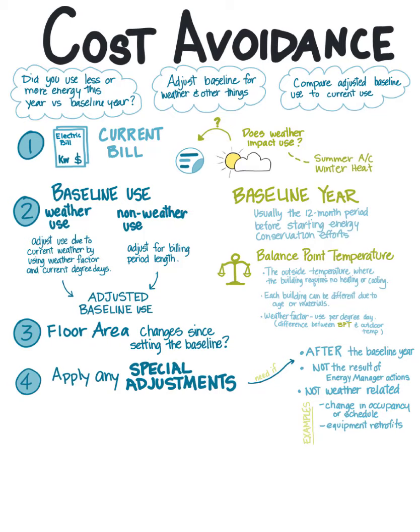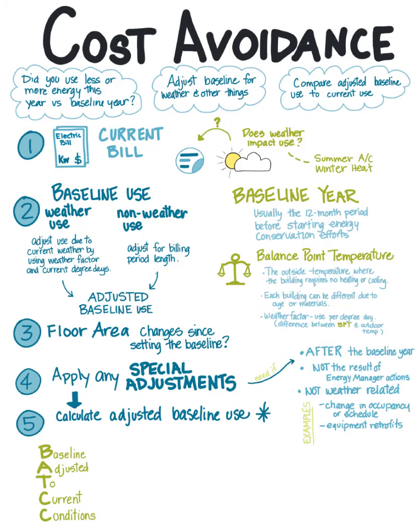Now we can calculate the baseline adjusted to current conditions, or BATC. We have adjusted the baseline use for the current weather, current floor area, and other special conditions like current occupancy. Take the adjusted use, what we would have used if we hadn't implemented an energy project, and multiply by the current unit cost. This is your BATC cost.